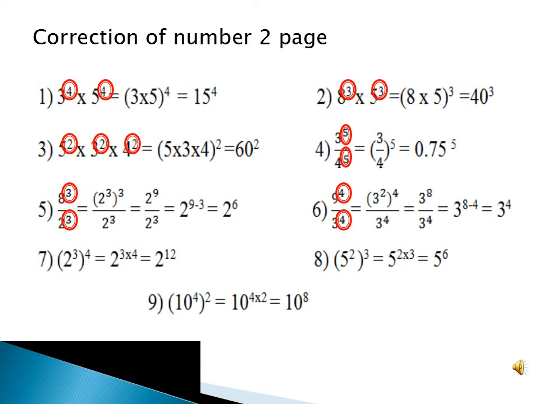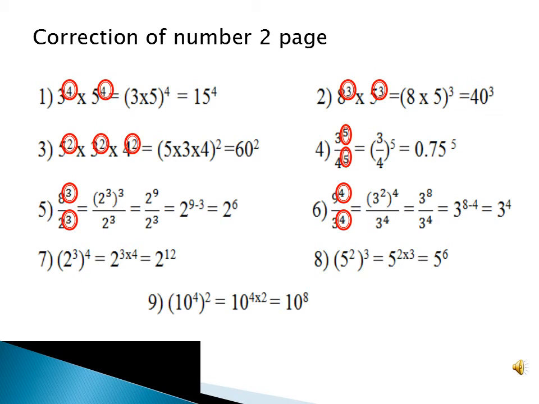Number 7. We have 2 power 3, in parentheses, power 4. Here, as we took, we must multiply the powers. It is easy. 2 power 3 times 4 equals 2 power 12. The same rule we must apply here: 5 power 2, in parentheses, power 3 equals 5 power 2 times 3 equals 5 power 6.